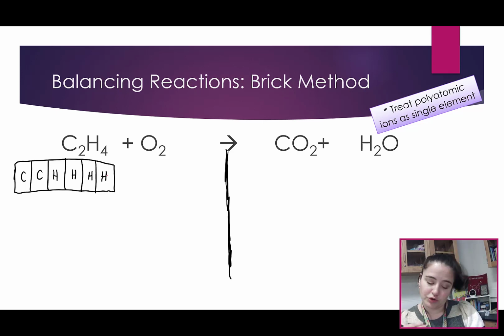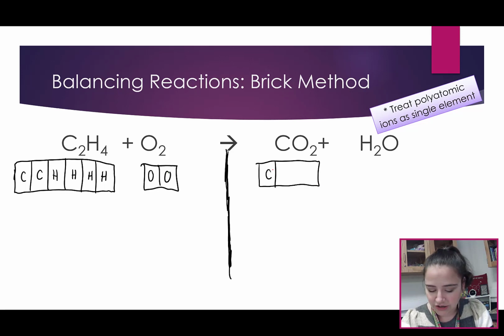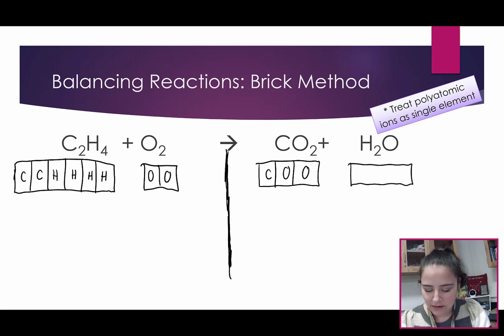Okay, 2 carbons, 4 hydrogens is my CH4. I have my oxygen bricks, which are O and O. And then on my product side, I have my carbon dioxide bricks, which are a carbon and 2 oxygens, and my water bricks, which are 2 hydrogens and 1 oxygen. Okay, so you do 1 brick of each element first.